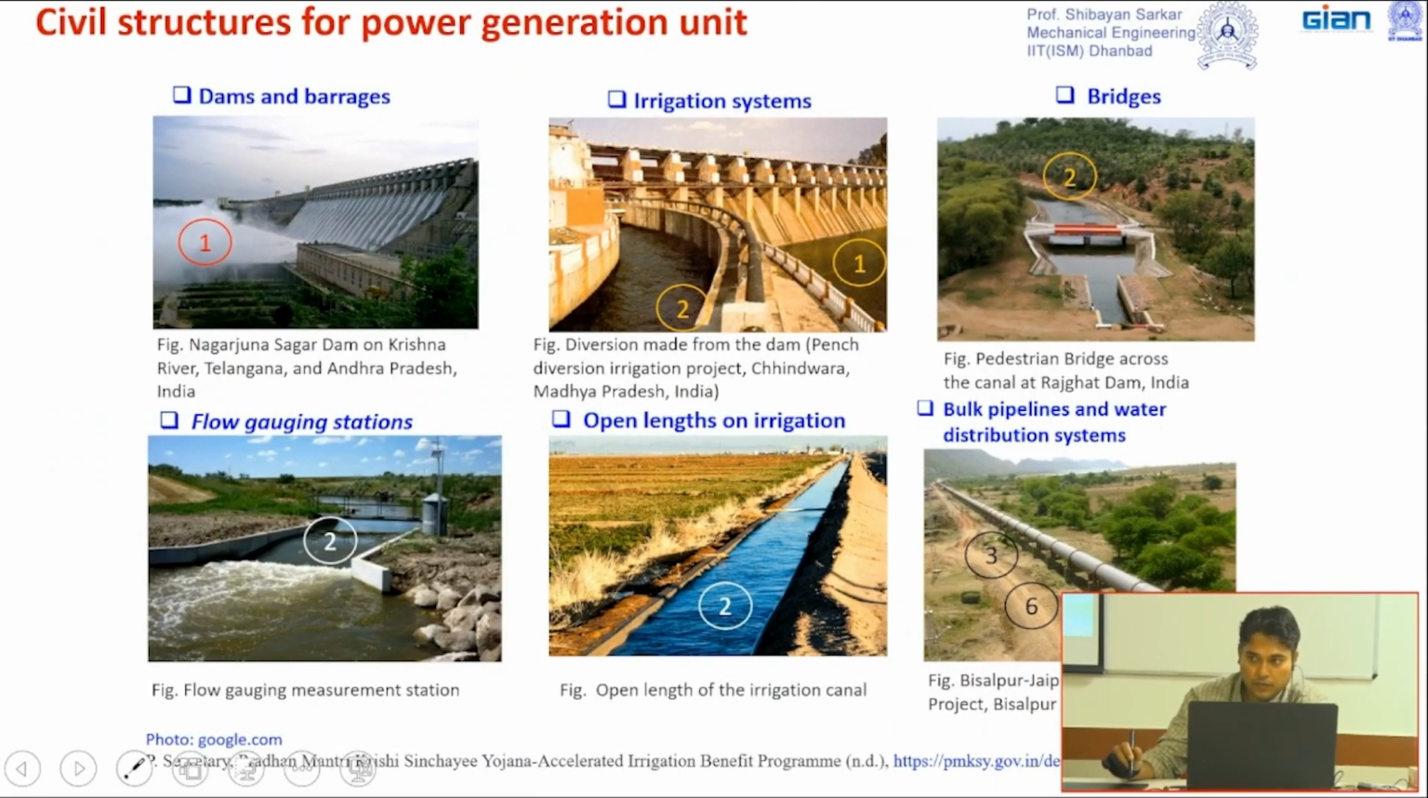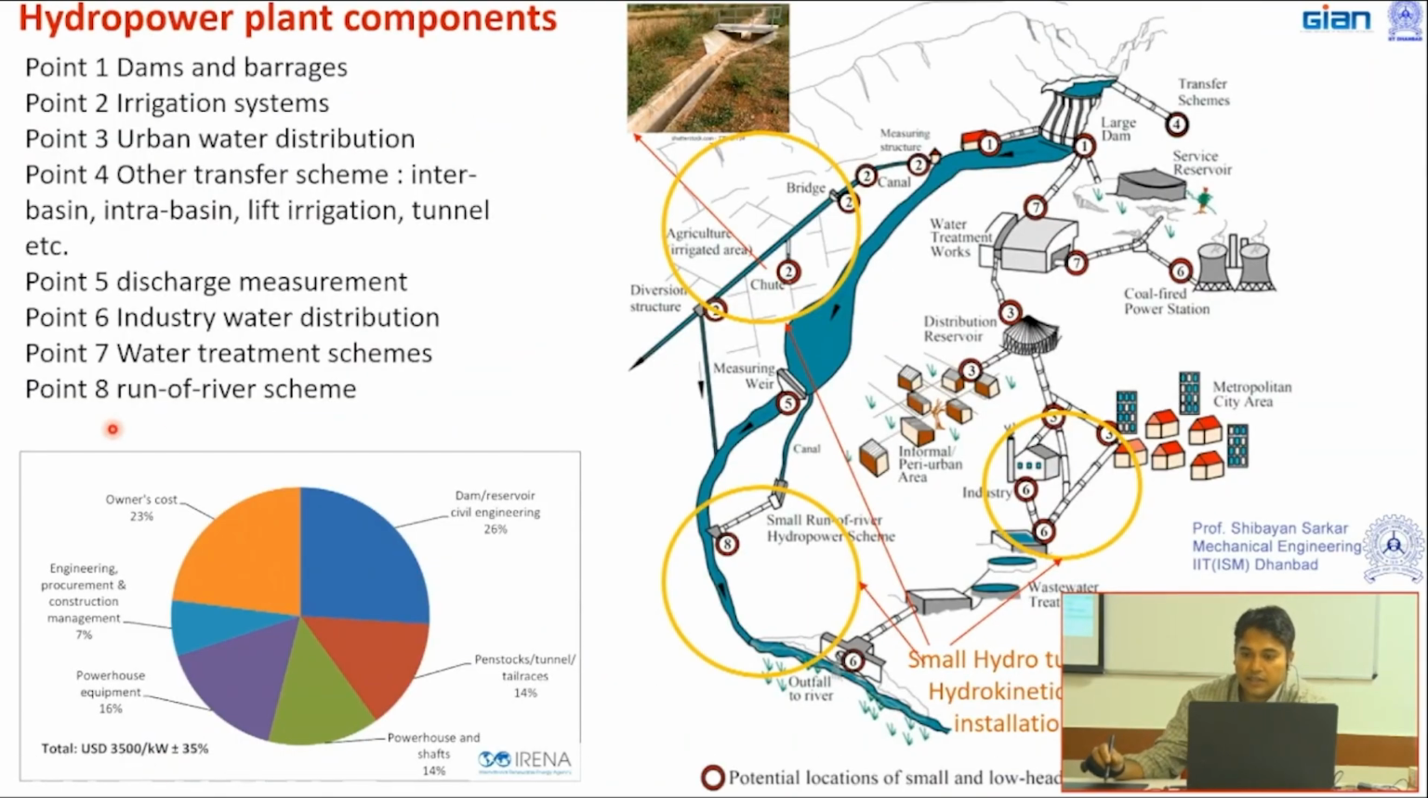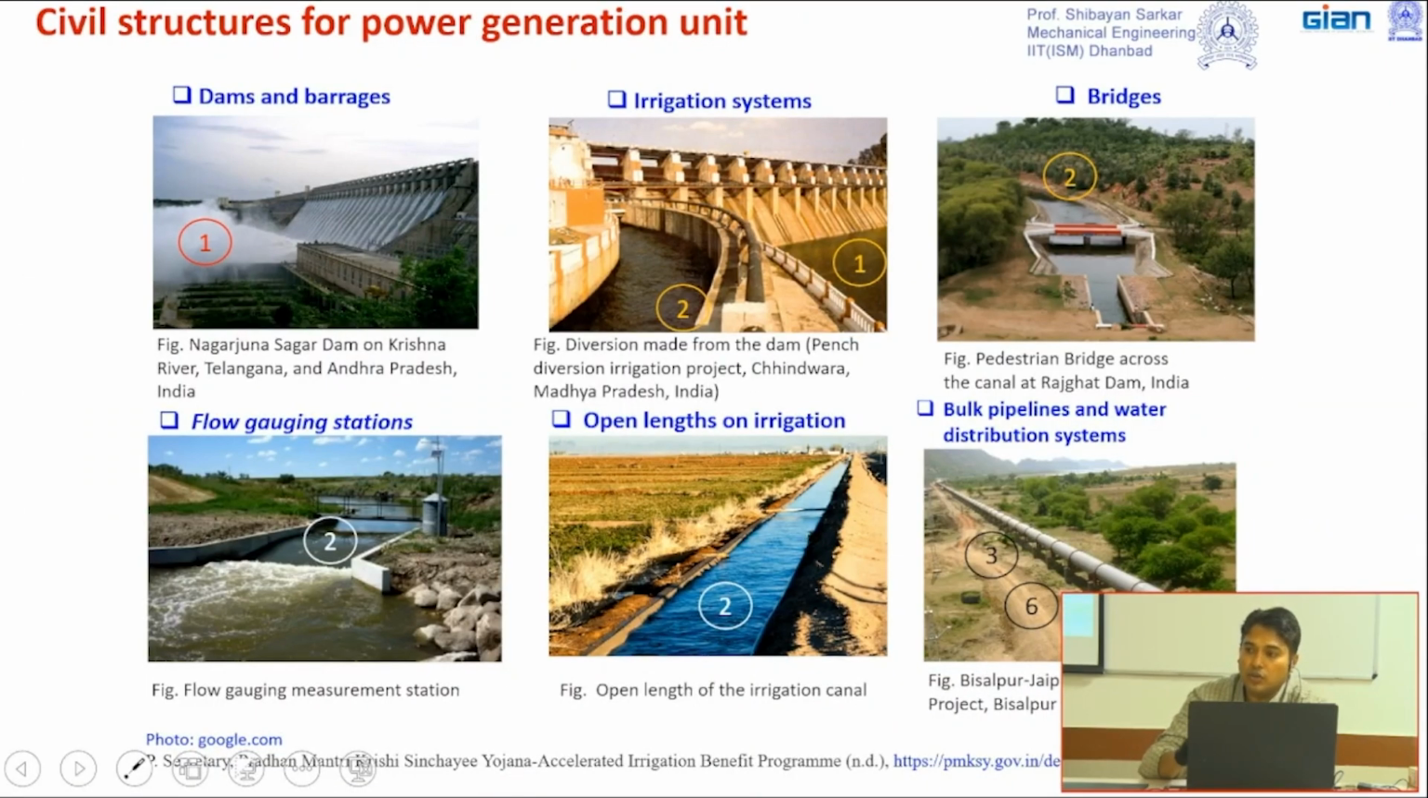Those particular parts I have shown, I am going back to them. I have marked here 1, 2, 3, 4, and I wanted to show you those things through pictures. I collected these pictures from Google, and some references are also given. So you can see this is not from a single site, but from different sites. So dams and barrage, how they look: this is the Nagarjuna Sagar dam picture.